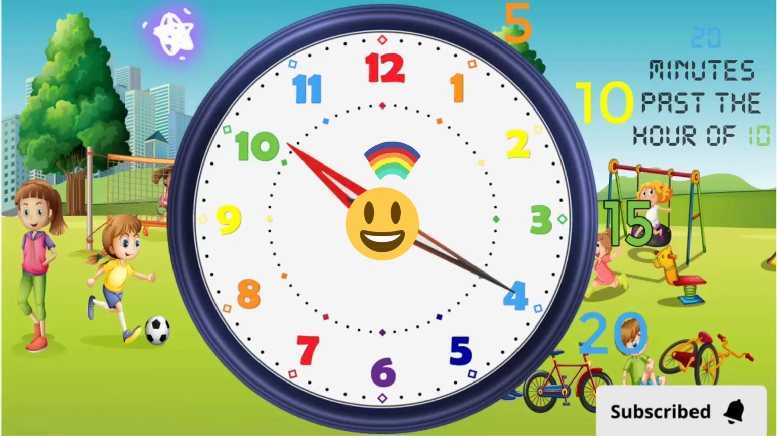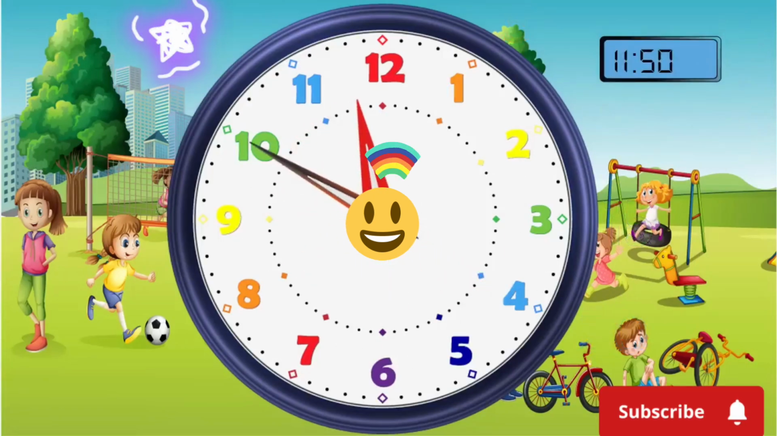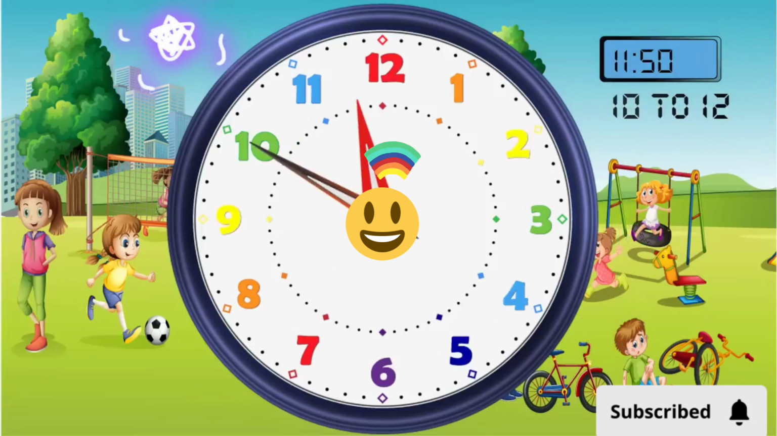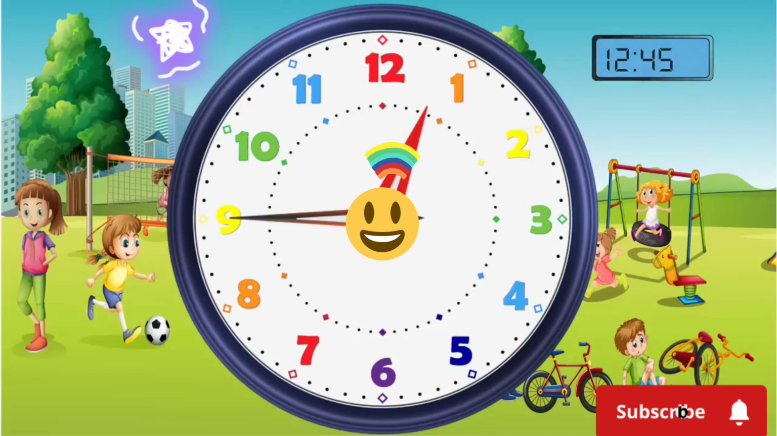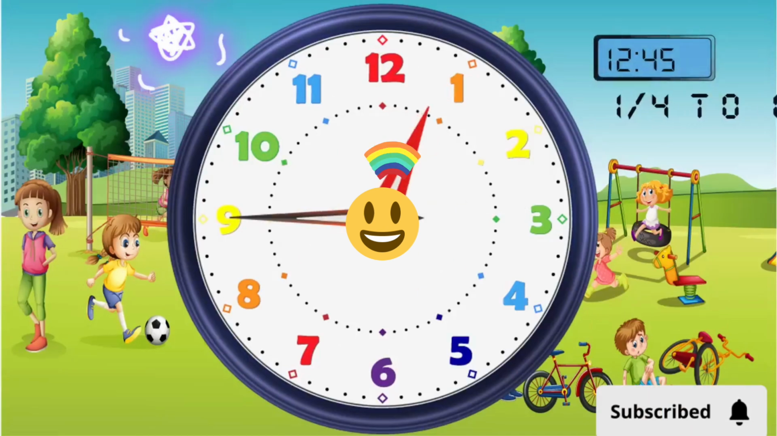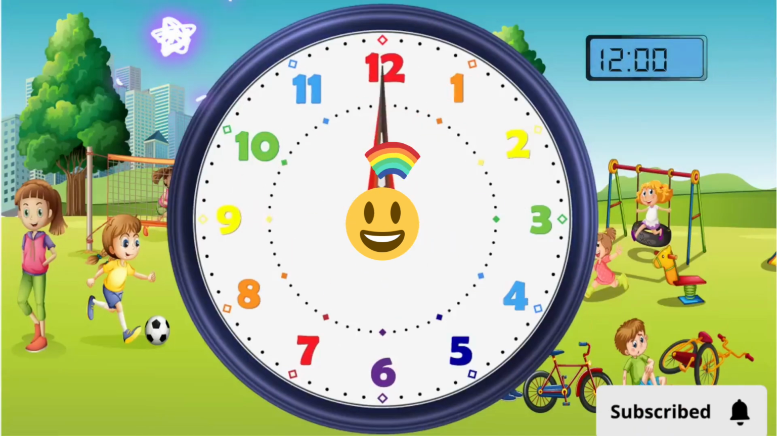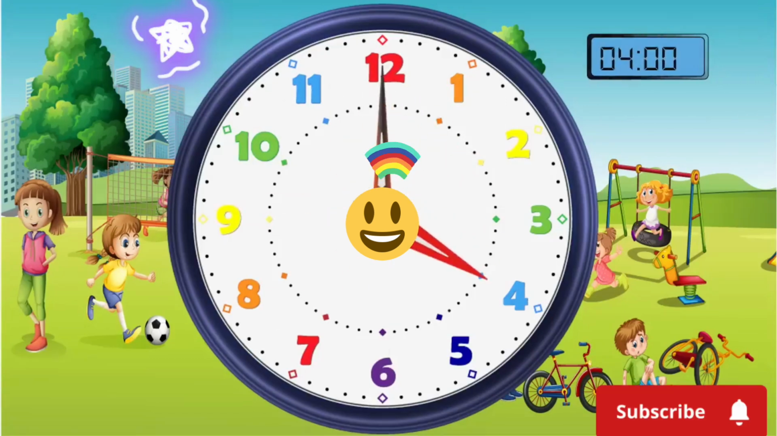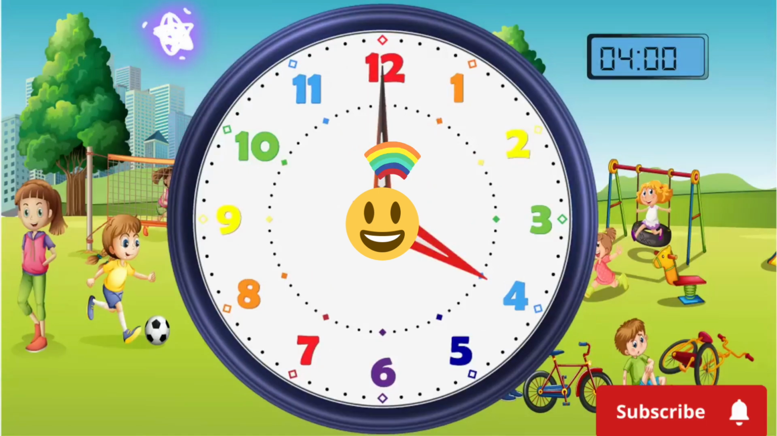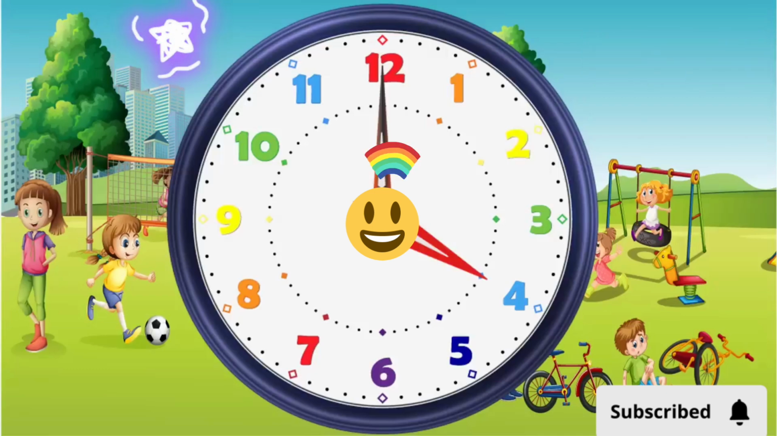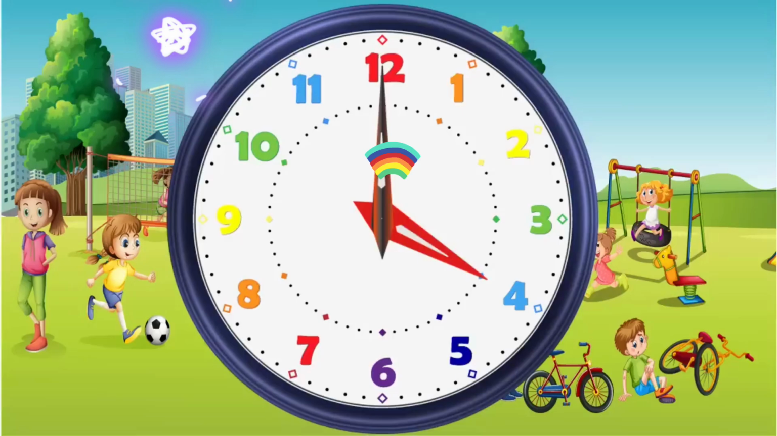Okay, here is a few more. 11:50 or 10 to 12. Here is 12:45 or quarter to 1. Next is 12 o'clock. Both hands are in the same position. Here is 4 o'clock. The minute hand has not progressed into any minutes into the 4 o'clock hour. So it's just 4 o'clock. I think you got it now. Yippee! Did you have fun?